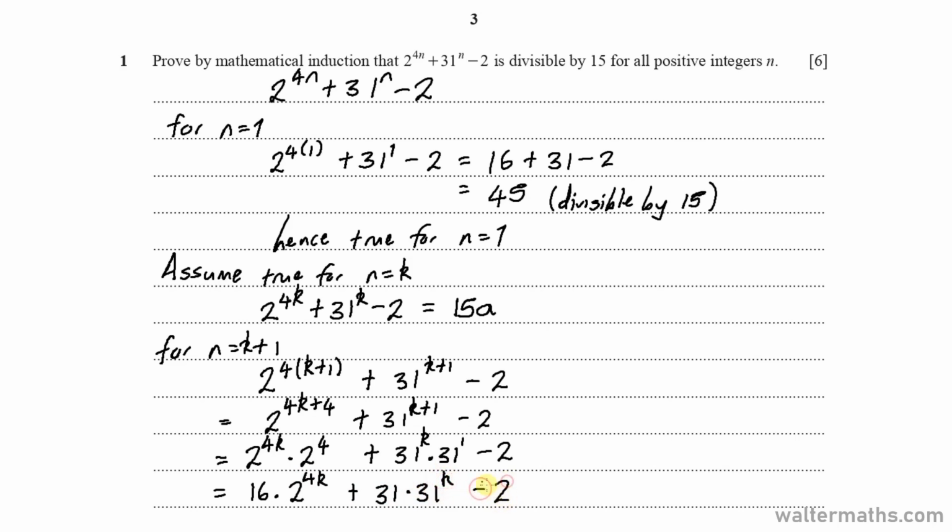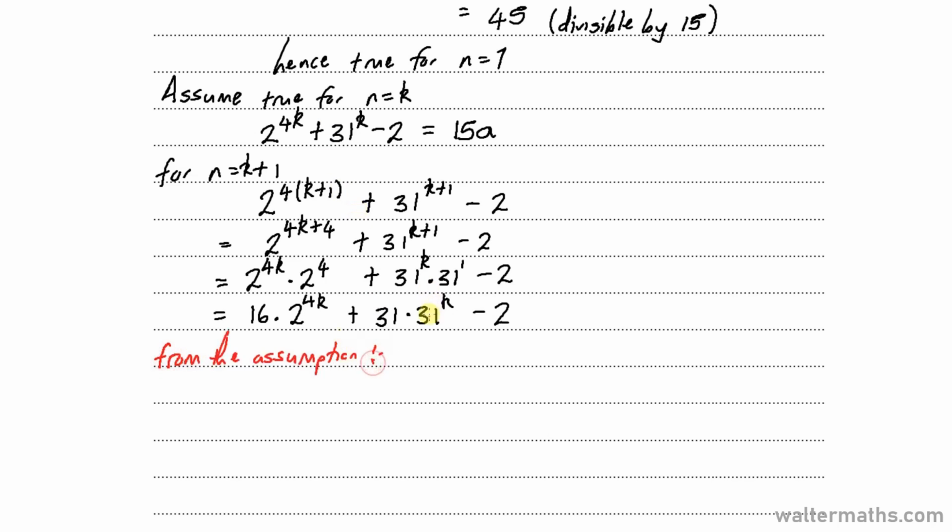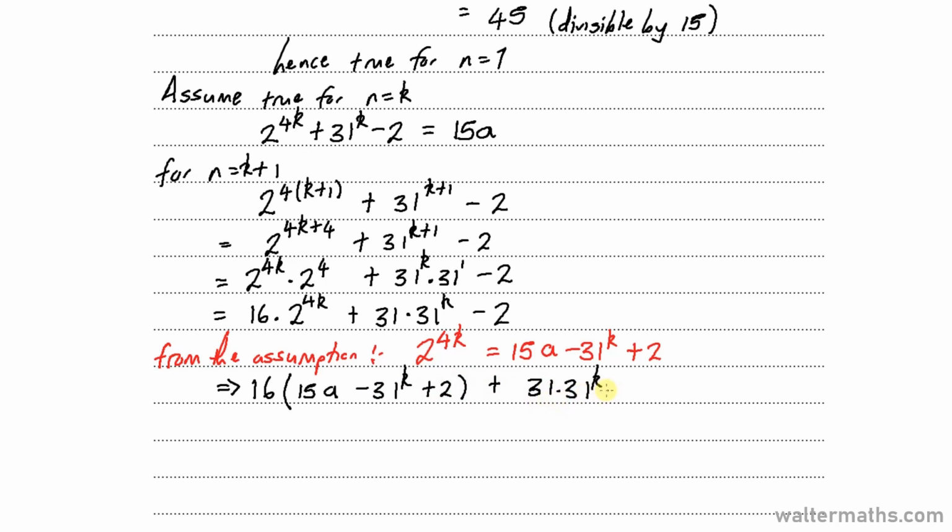So from the assumption, we can say that 2 to the power of 4k is equal to, if we make 2 to the power of 4k subject, we'll be having it coming out as 15a minus 31 to the power of k plus 2, which means that for what we have here, continuing with our working, it will be 16, but in place of 2 to the power of 4k, we put in this thing from the assumption. So we put in 15a minus 31 to the k plus 2, and that's plus 31 times 31 to the power k minus 2. Now 16 times 15 is 240, so we have 240a here, and it's minus 16 of 31 to the power k. 16 times 2 is 32, and that's plus 31 times 31 to the power k, and that's minus 2.